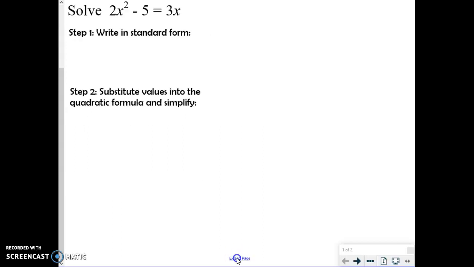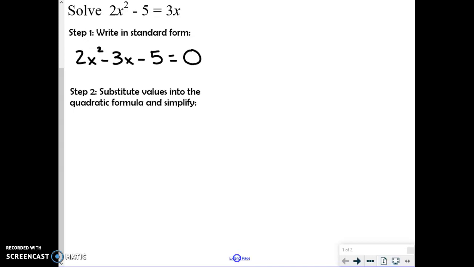It says solve 2x squared minus 5 equals 3x. So in this case, in order to get it into standard form, which is step 1, we have to subtract 3x from both sides. If we do that, that would leave us with 2x squared minus 3x minus 5 is equal to 0.